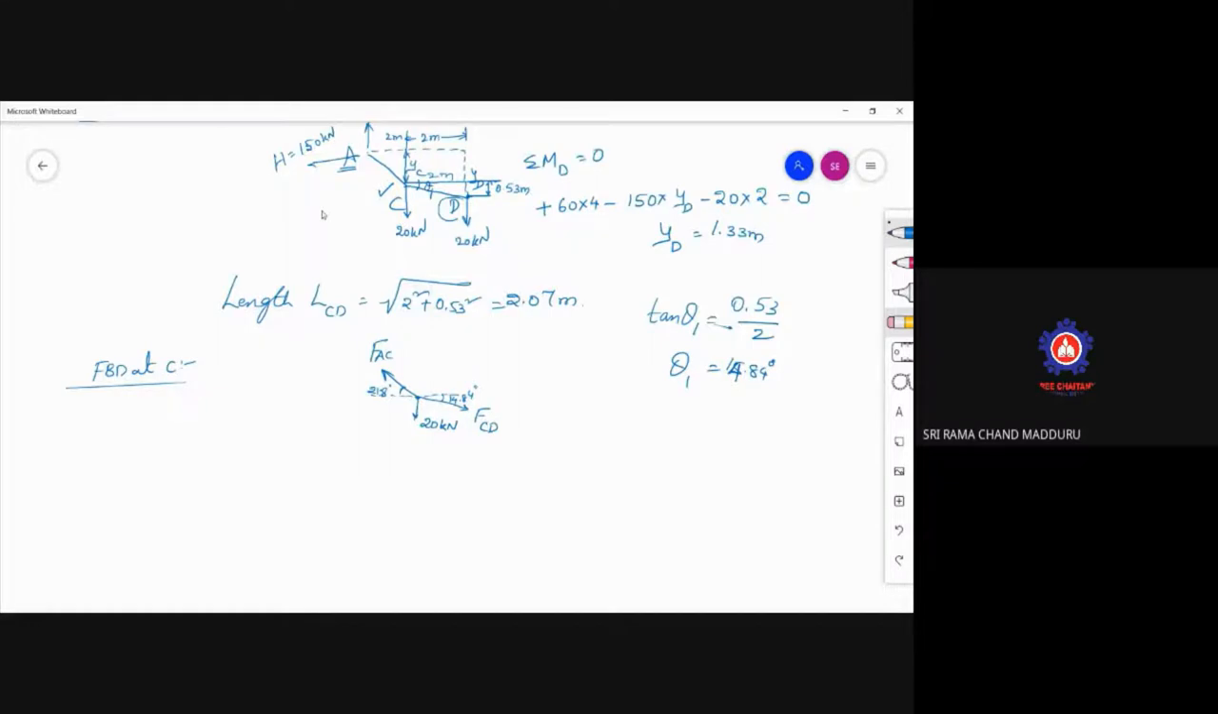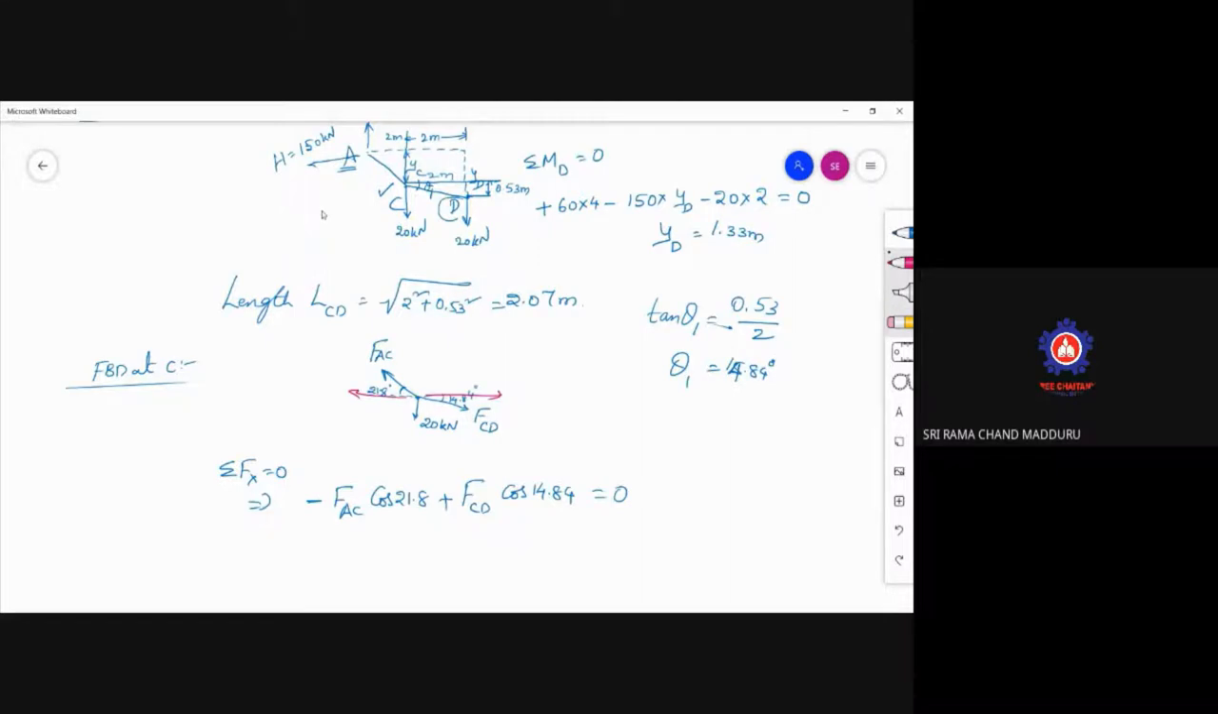So just write down sigma FX is equal to 0: minus FAC cos 21.8 plus FCD cos 14.84 is equal to 0. You have just resolved the forces in this direction and in this direction, and remaining all the others, there are no external forces along the x-axis.